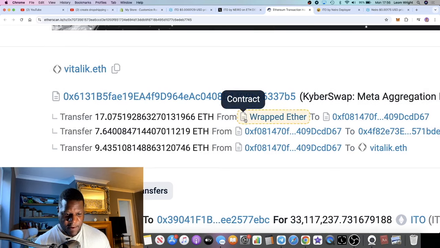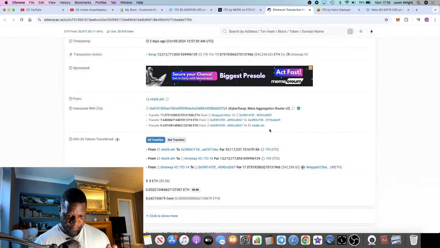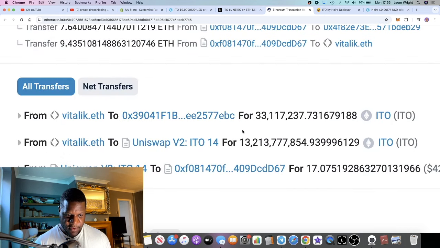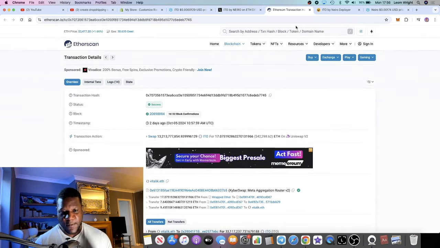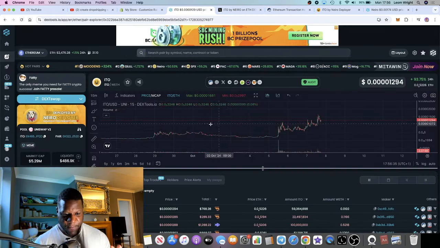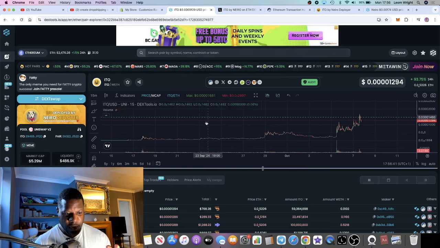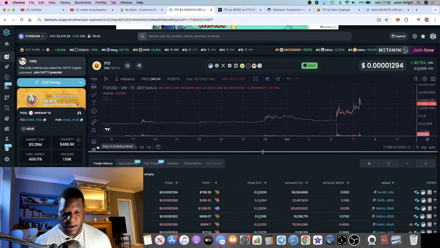Vitalik.eth sold about 17 Ethereum worth of the ITO token, and I believe that he's probably going to donate that to charity, as you can see, from Vitalik to this wallet, you know, or whatever, $42,000, which will probably go to charity. And obviously the blockchain watchers are watching these sorts of things, and they notice that. And ever since then, this has been pumping, right? Pumping a little bit. Now, it's only sitting at $5.29 million market cap, by the way.